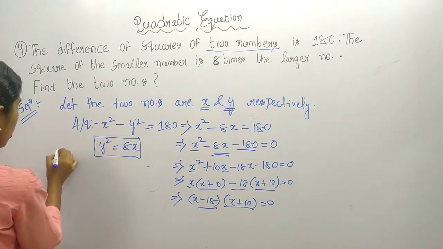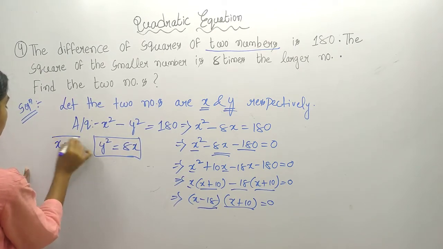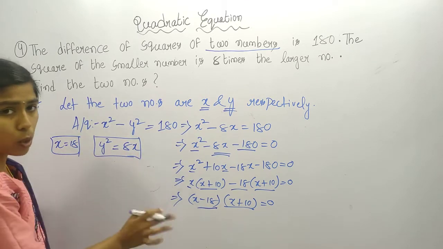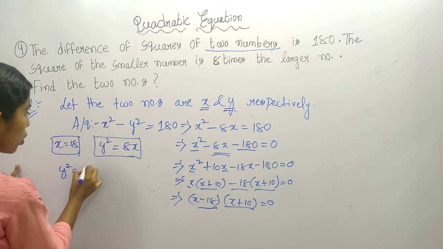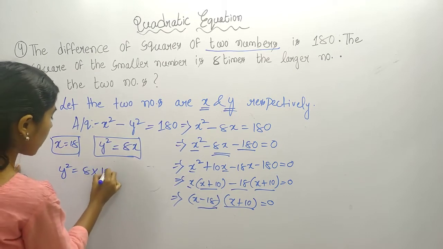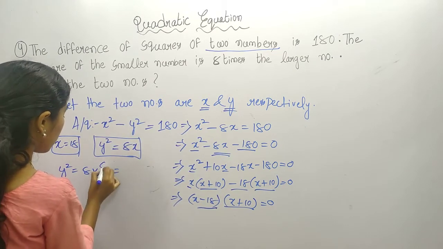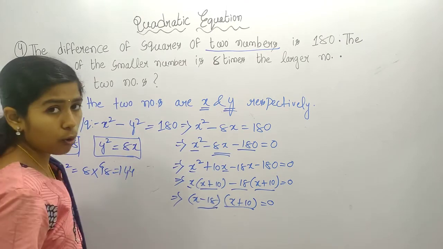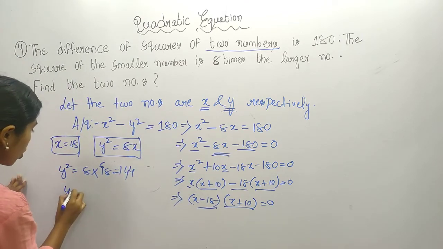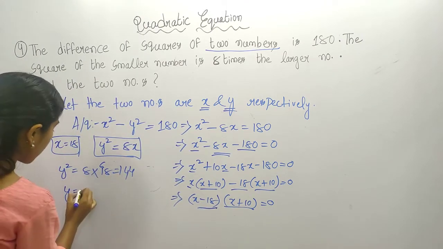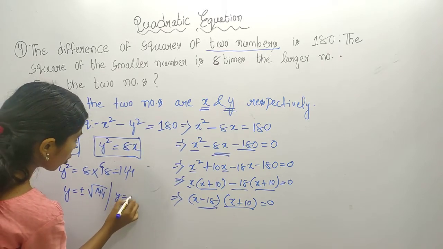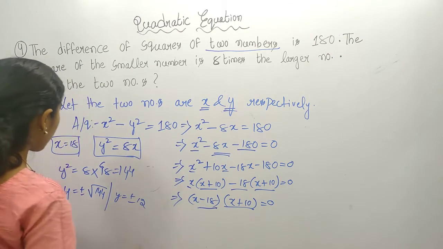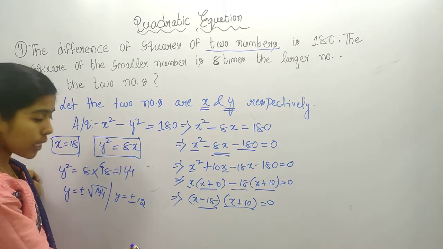X equals 18. Here you see y square equals 8x. So y square equals 8 into 18 equals 144. So y equals, square will go that side, it will become plus or minus root 144. So y equals plus or minus 12. So x is 18, y is 12.